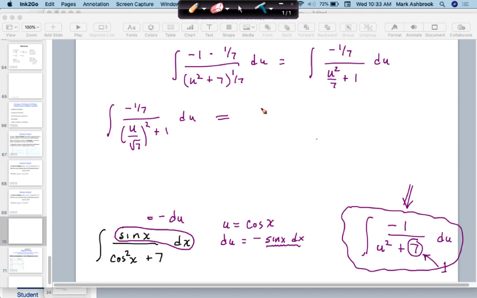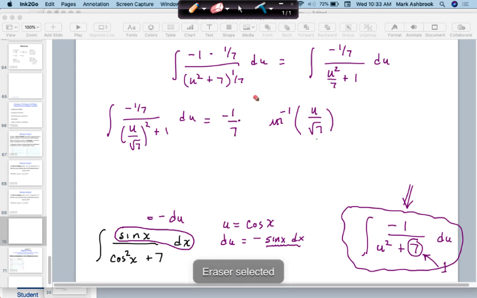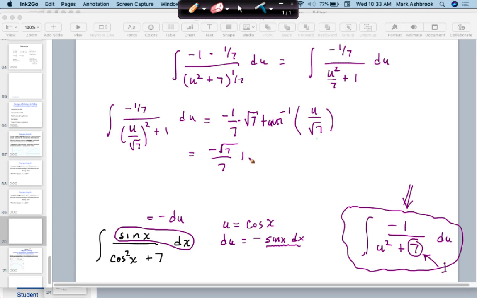And this equals tangent inverse of u over square root of 7. But then I need another times square root of 7. So negative square root of 7 over 7, tangent inverse of cosine x over square root of 7.